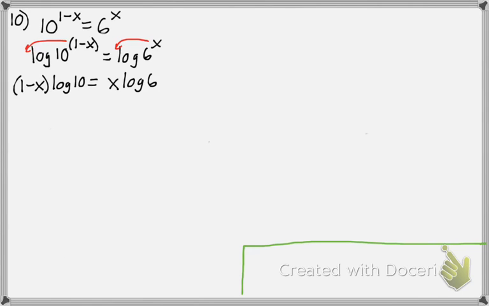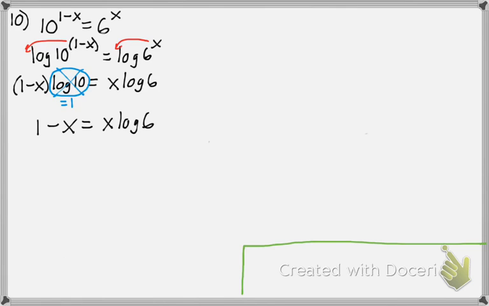Now this one's kind of interesting because we have log of 10, and anytime the number on the inside of the logarithm matches the base of the logarithm, it's actually just equal to 1. So essentially, it just crosses itself out, because 1 times 1 minus x is just going to be 1 minus x. So essentially, it's just going away here. And this is equal to x times log of 6.